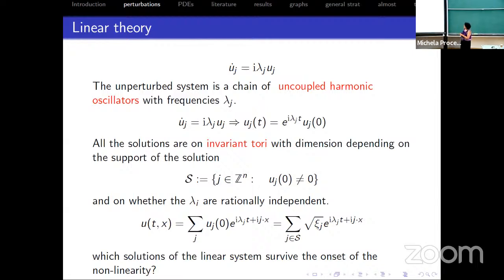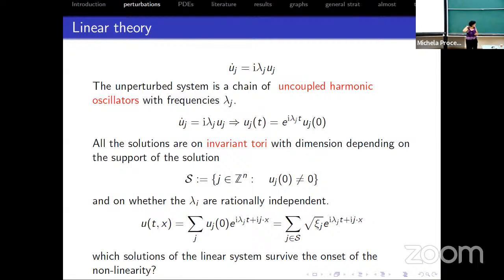And the dimension of these tori depends on two things. One is how many of the initial data are different from 0. So if u_j, you see this is a rotation, and then I have a superposition of these rotations. And if one of the u_j(0) is 0, it just doesn't count. So usually instead of writing it in this form, you want to stress which are the non-zero initial data by writing it as the square root of x_j. Just remember, because it's a notation that I will use. And you ask yourself, which solutions of the linear system survive the nonlinearity?